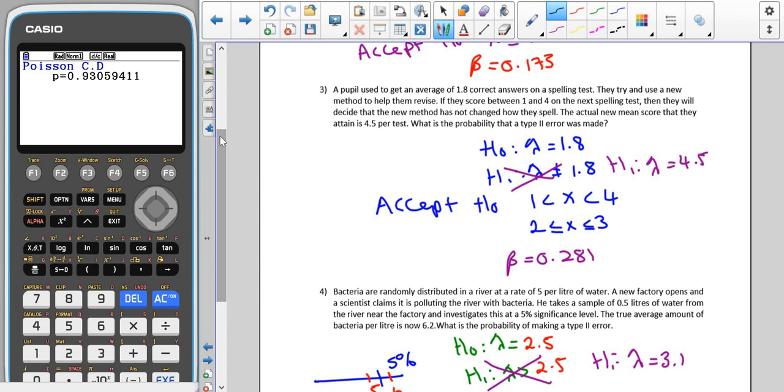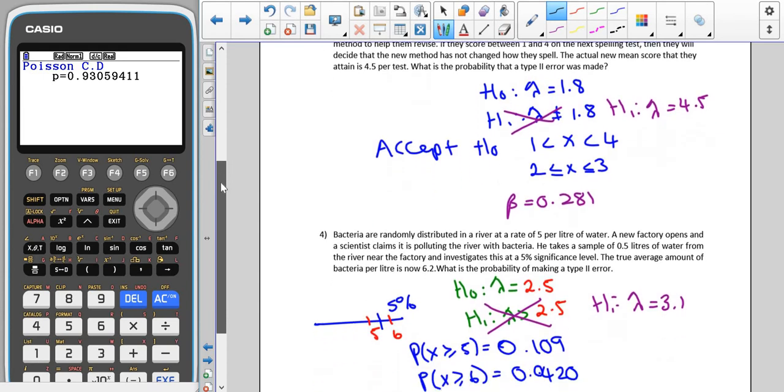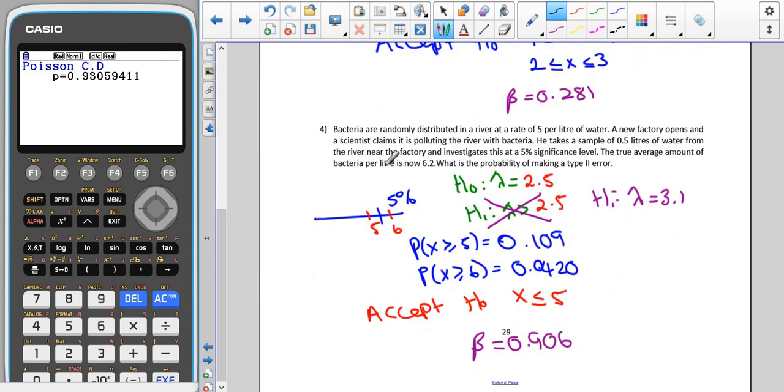So for the next 2 questions, this is where we haven't been given the region and we have to find it, but you need to read these carefully. So here we've got bacteria are randomly distributed in a river at a rate of 5 per litre of water. A new factory opens and it is polluting the river with bacteria, so we're expecting that to increase then.